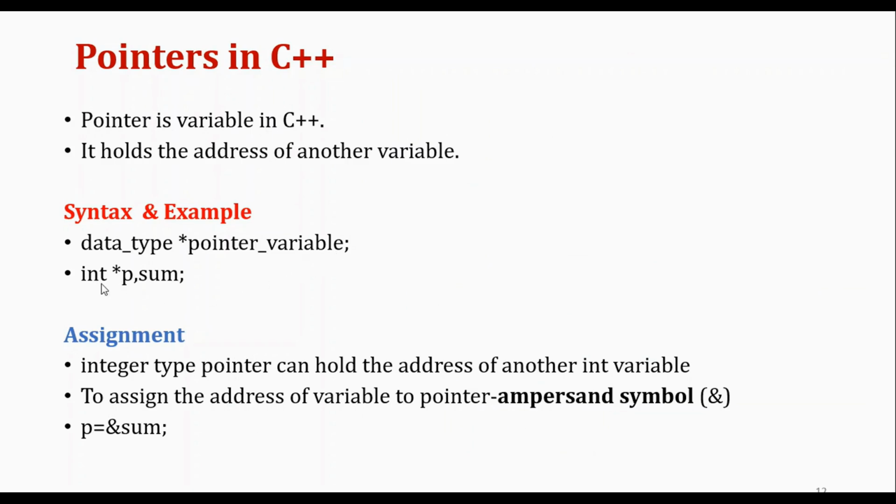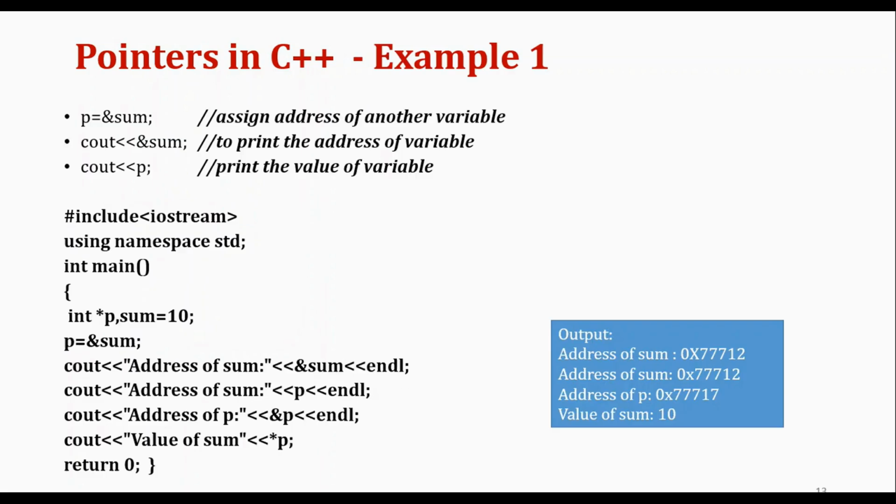Check out this example: int *p, sum. Sum is a normal integer variable, and *p is an integer pointer variable. To assign a value to the pointer, you should use the ampersand symbol, that is, the address of another variable is given to the pointer variable p. Let us see an example. We will understand clearly what a pointer is.